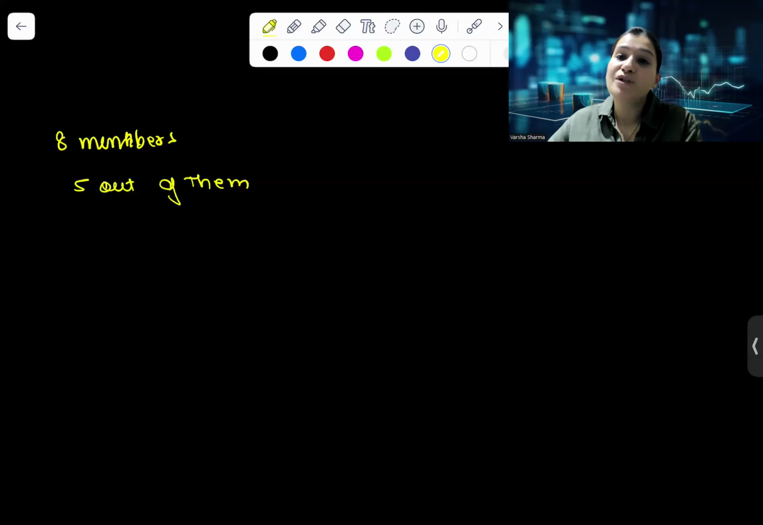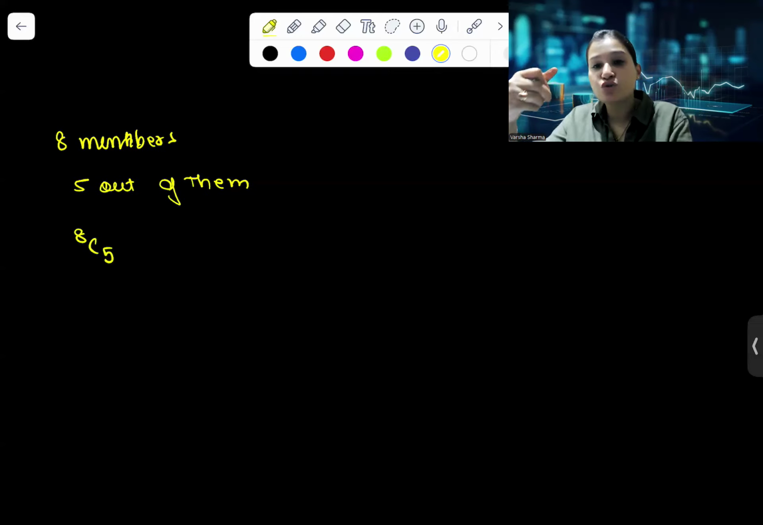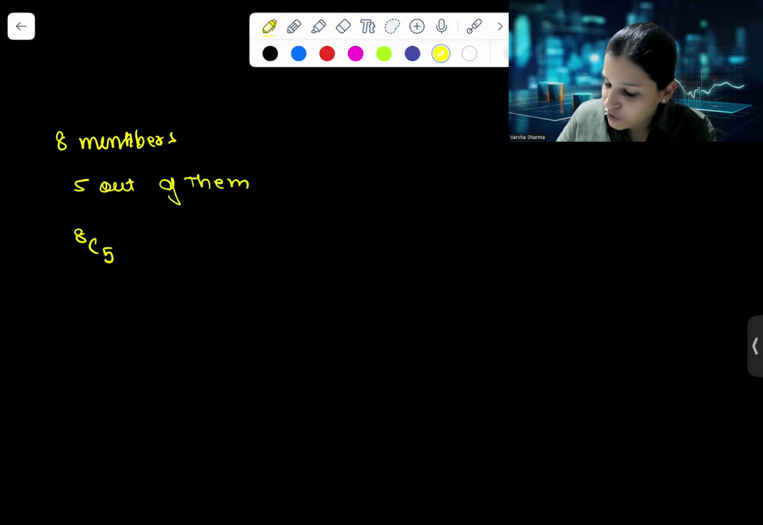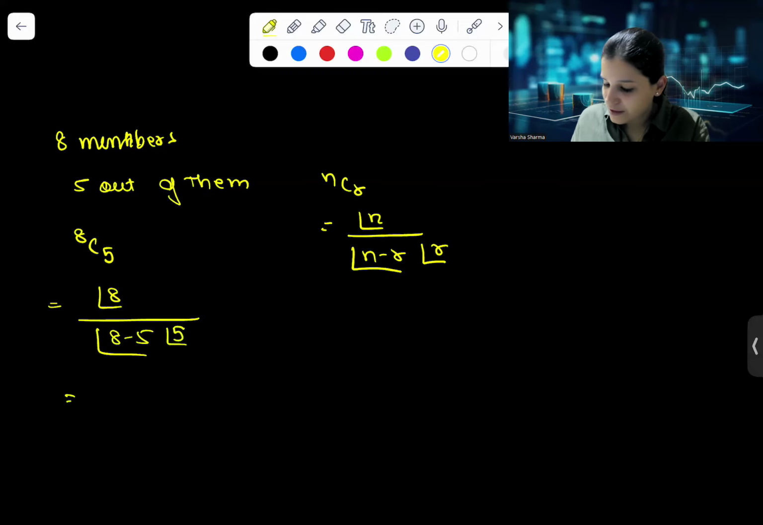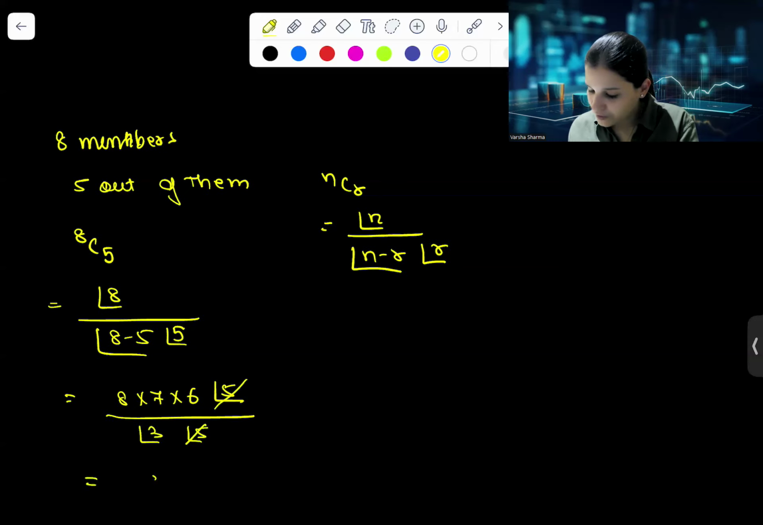Since the job here is only about selection, we can have 8C5. Out of 8, choose 5 people. So the formula for nCr was n factorial upon (n minus r) factorial times r factorial. So this would be 8 factorial upon (8 minus 5) factorial and 5 factorial. So 8 into 7 into 6, 5 factorial gets cancelled. So 8 into 7 into 6 upon factorial 3, which is 6. So 8 sevens are 56.